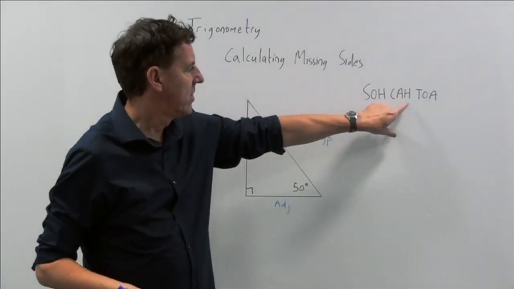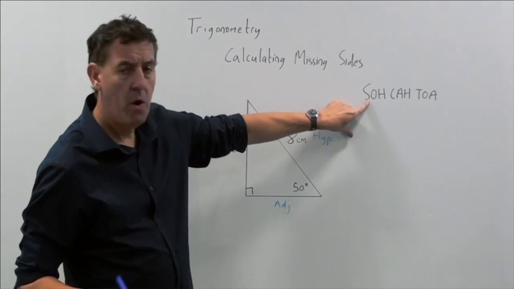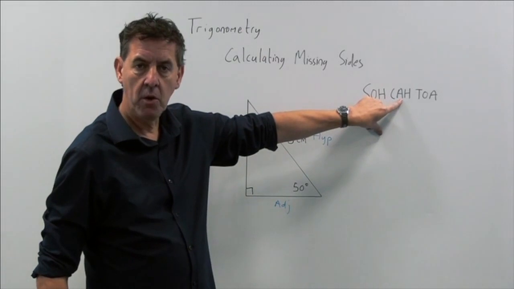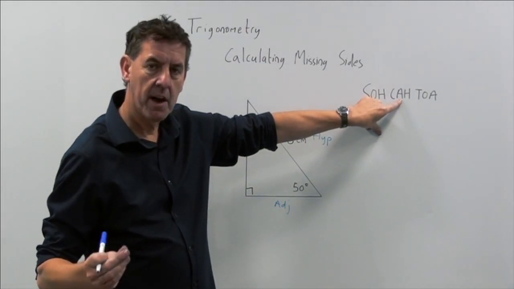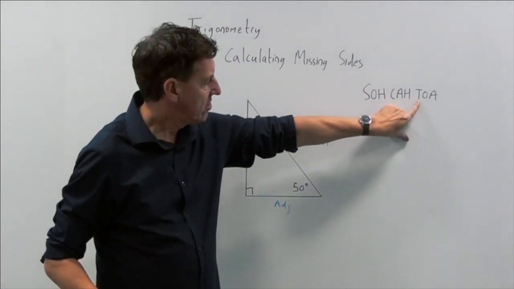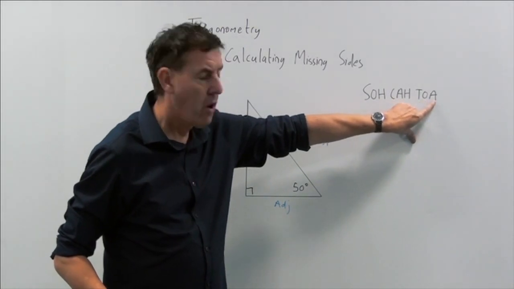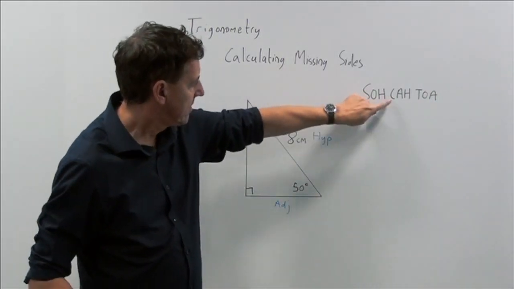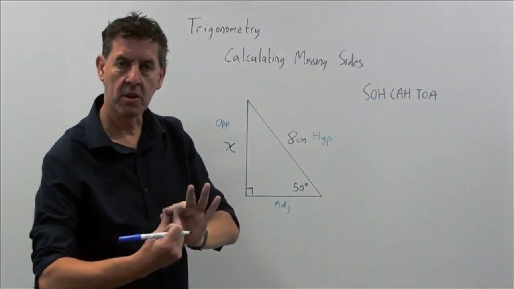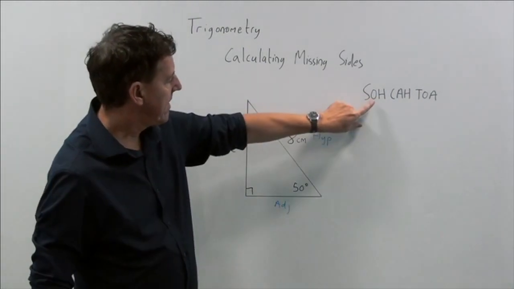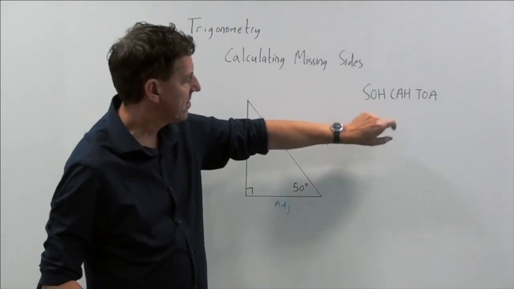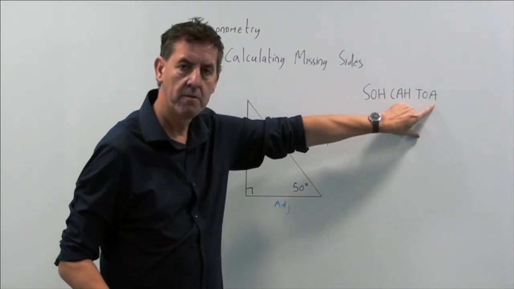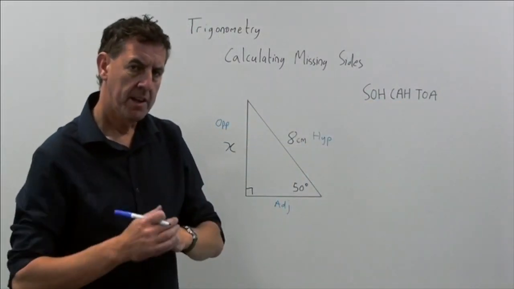Now, let's remind ourselves of our ratios. So, SOH CAH TOA. Sine ratio, opposite over hypotenuse. Cosine ratio, adjacent over hypotenuse. Tangent ratio, opposite over adjacent. So that's how we remember the ratios. S, C and T are the sine, the cosine and the tan. And then these are the sides. Opposite over hypotenuse for sine, adjacent over hypotenuse for cosine, opposite over adjacent for tangent. Let's go back to this question.